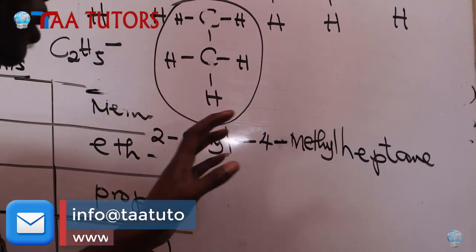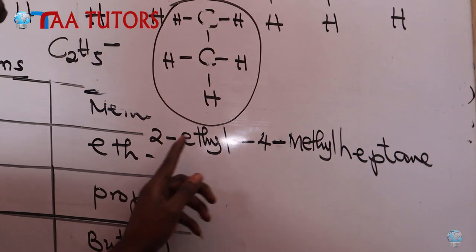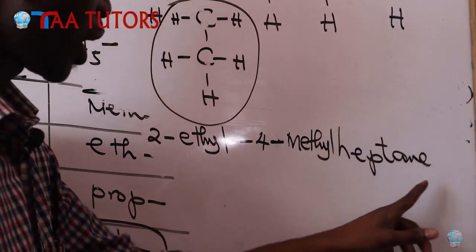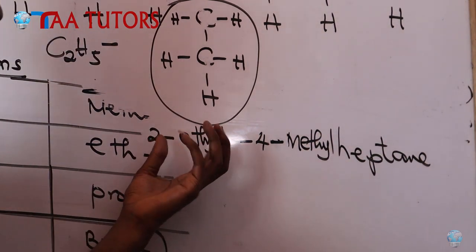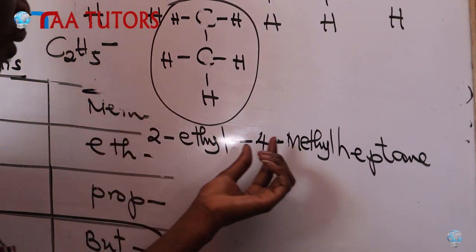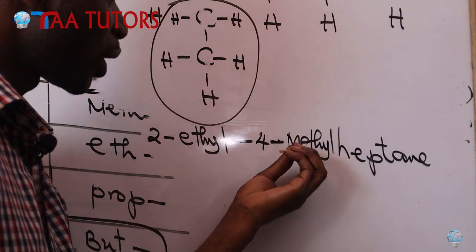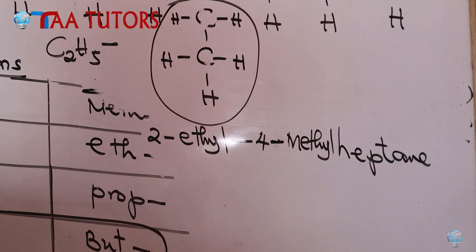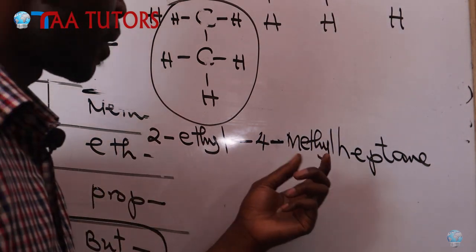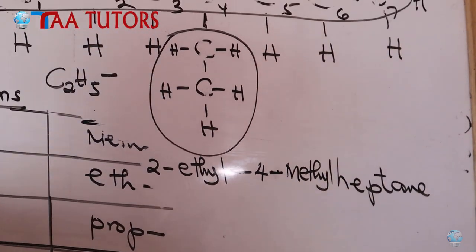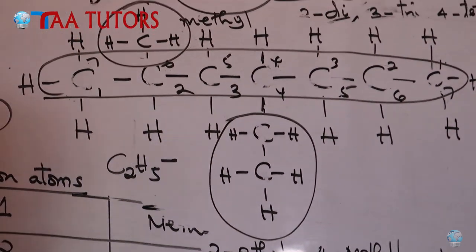That means 2 and ethyl are put together to mean one thing, and 4 and methyl put together mean one thing, then heptane comes again. So we have 2-ethyl-4-methyl-heptane. That is the name of this particular compound.